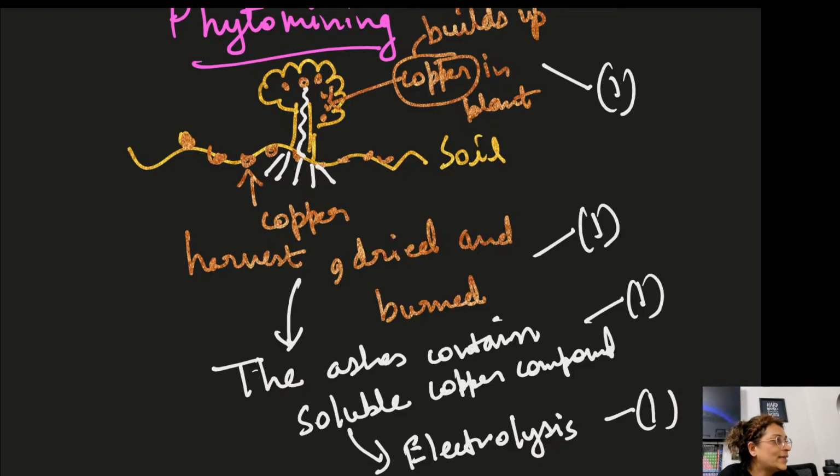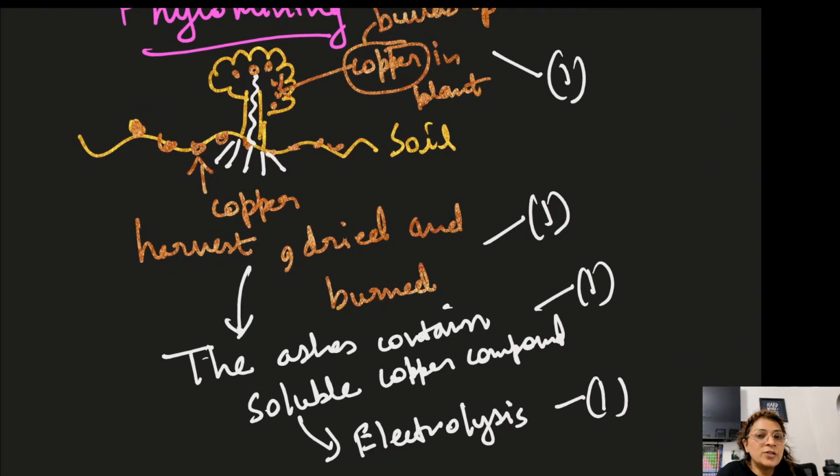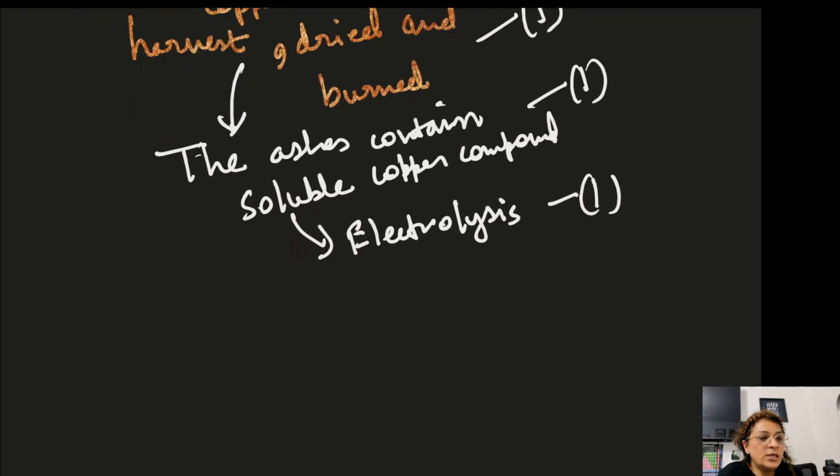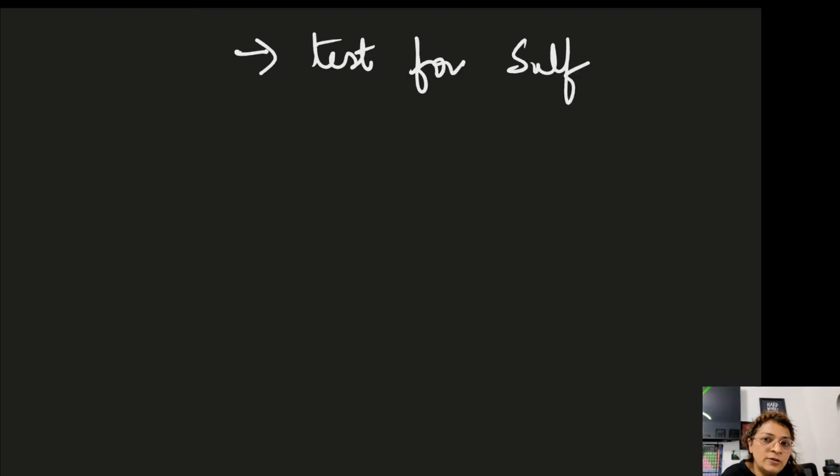Give me 1 second. So, here we go. So this is like a solid mark scheme on the phytomining. Now comes test for sulfate. Now let's talk about how many of you can answer this. Yeah, how do you test for sulfate ions? Test for sulfate.